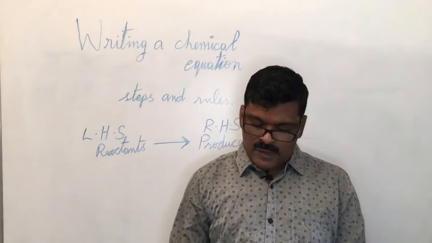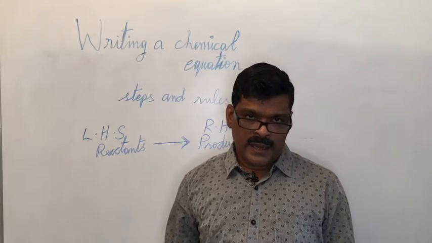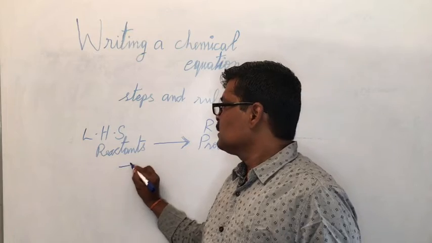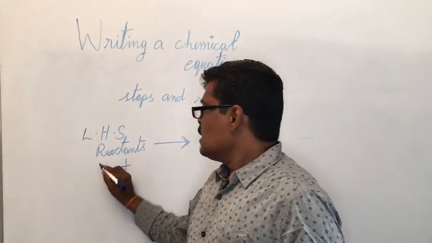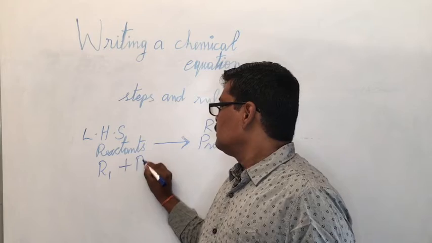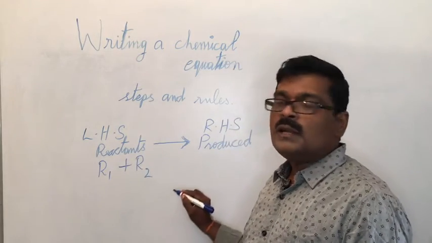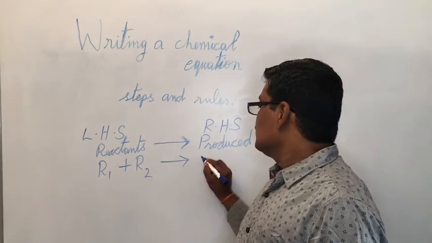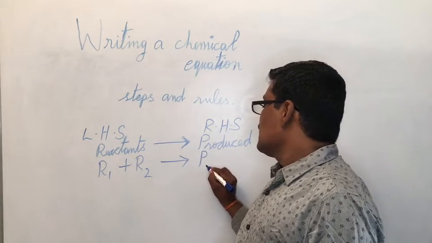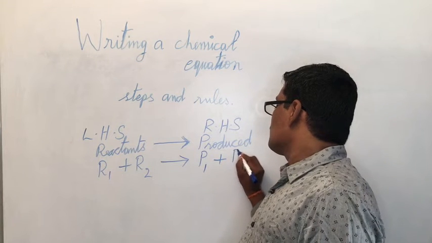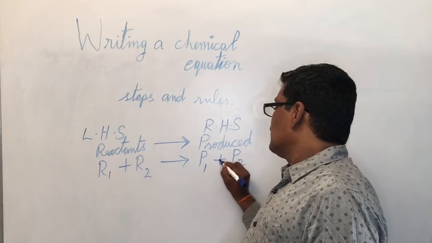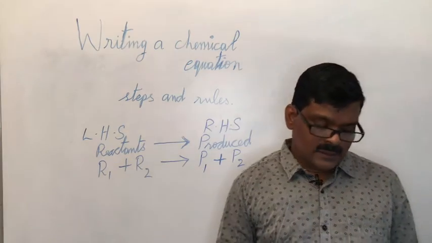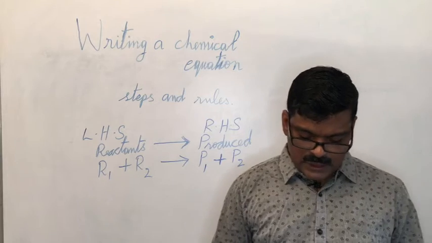Next, if two or three reactants are present, they should be indicated with a plus symbol between the reactants. And if more than one product is present, one or two products, then we write product 1 and product 2 with a plus symbol. This is the second step we follow to write a chemical equation.